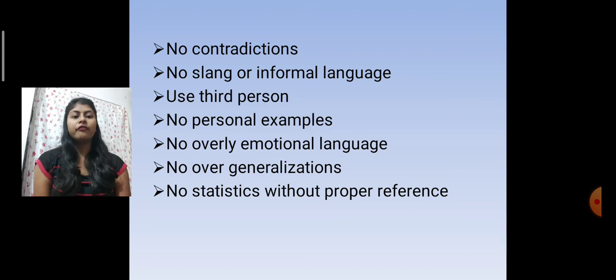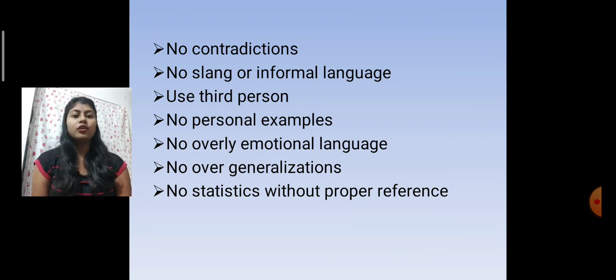No slang or informal language. There should be no slang words used in it. Use third person. No personal examples. Don't give any personal examples like "I was there" or "I experienced this." No such kind of example should be given. Keep in mind that the reader should concentrate and give attention to your objective, not to your personal reasons.